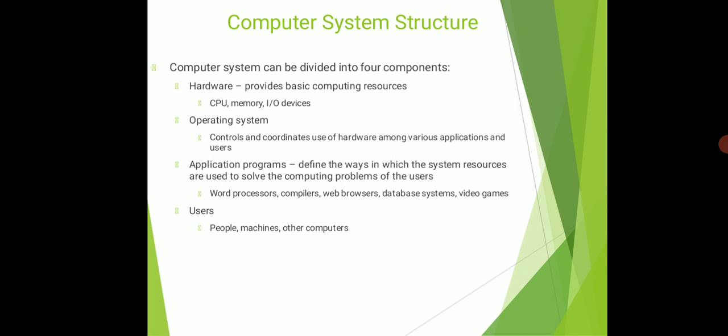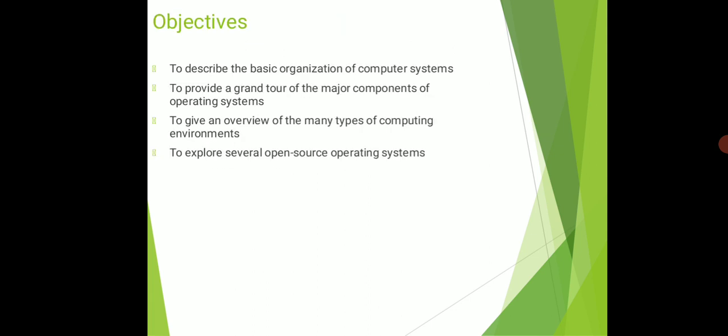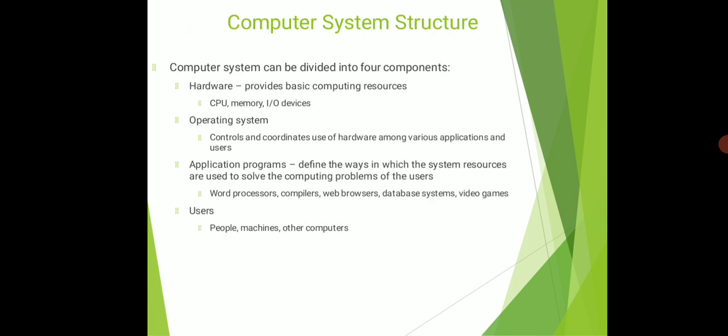Hardware will provide basic computing resources. Operating system will coordinate hardware, software and users, everything it will coordinate, right? Next one, application programs. Application programs give the way in which the system resources are used to solve the computing problems of the users. The fourth one is user. It may be people or machine or other machines.